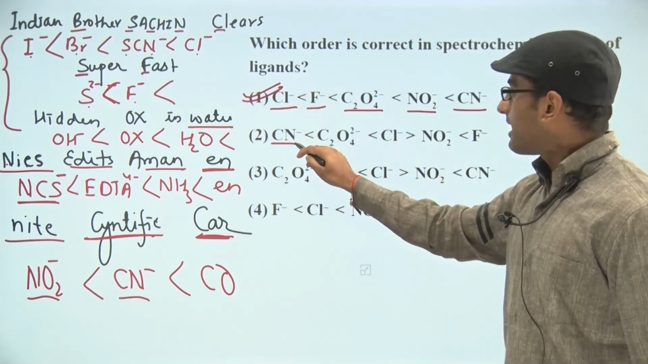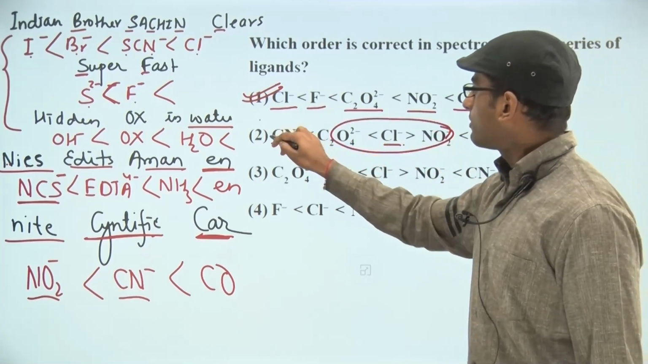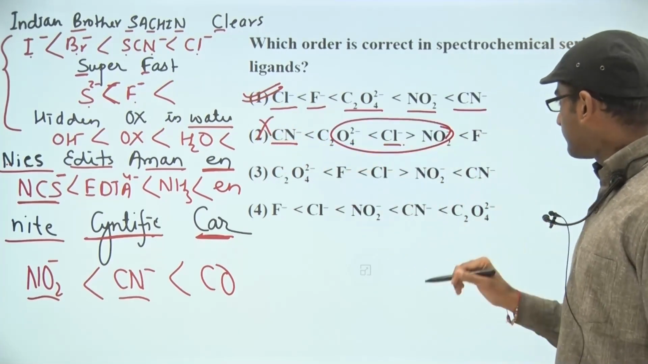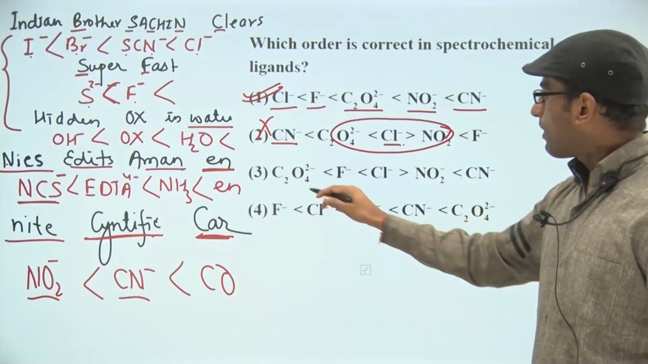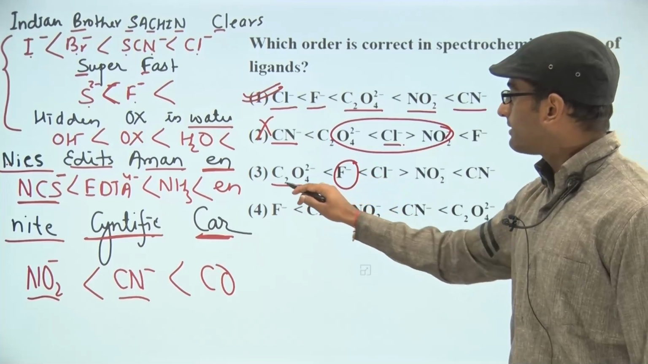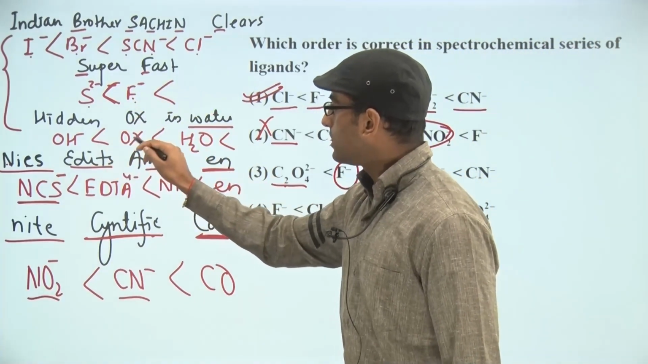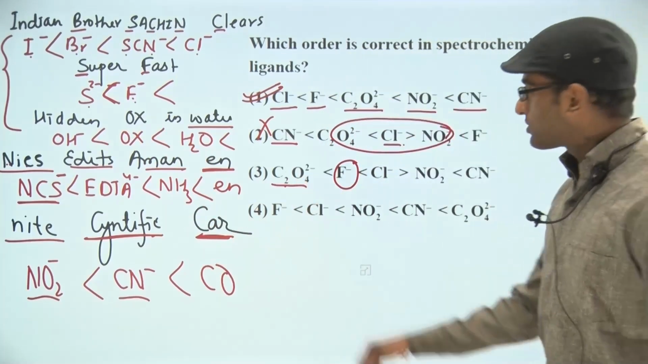Cyanide is considered a weak field ligand and chloride is strong. So, wrong. Next, fluoride has more strength than oxalato, not possible. Fluoride, then hydroxide, then oxalato; oxalato has more strength. Wrong.